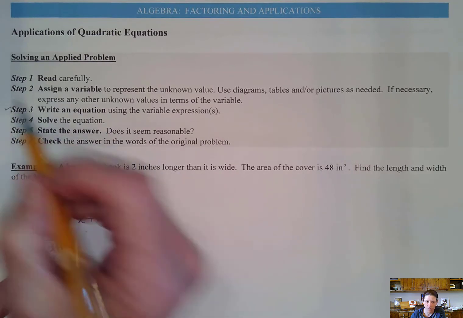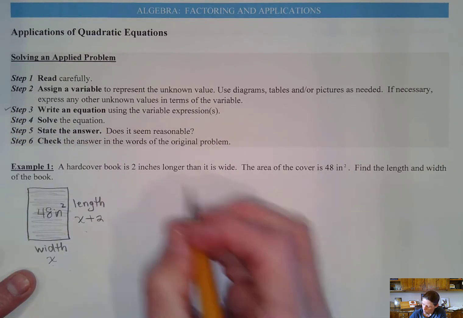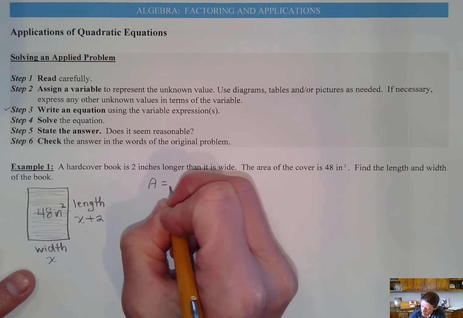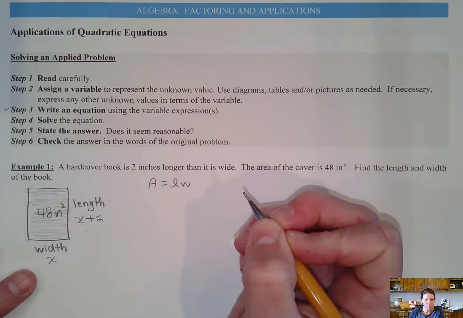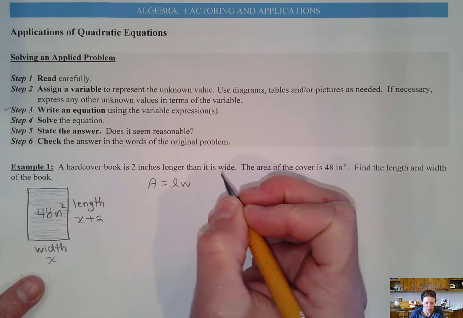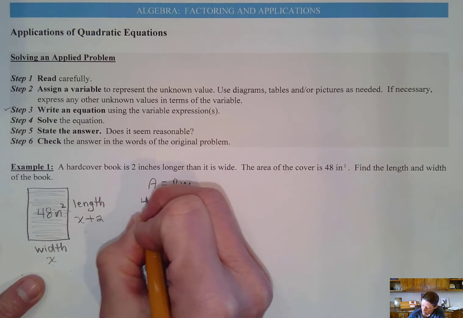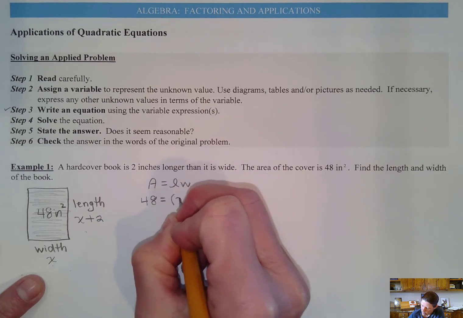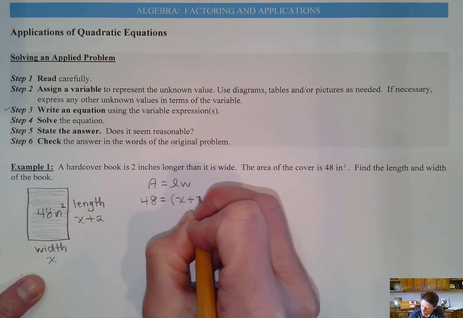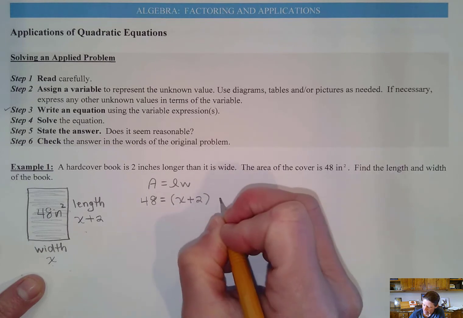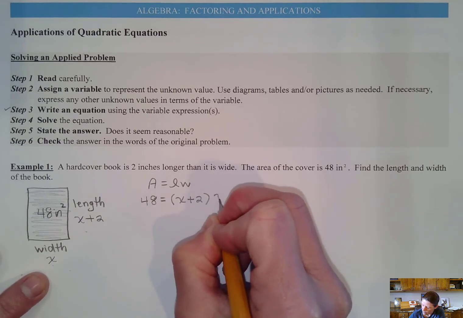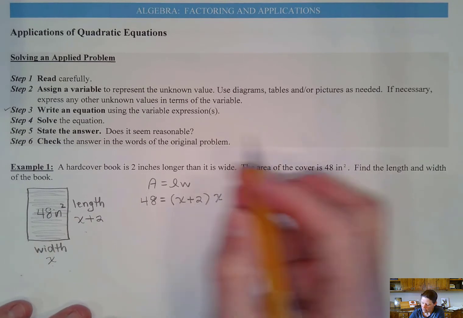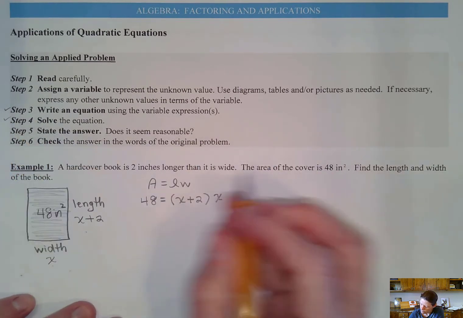And now let's see if we can convert what we know into an equation. We're at step 3 right now. Well, we know that the area of a rectangle is length times width, and that's what we're dealing with, a rectangle. Our given area is 48 square inches. The length of this book we've defined as x plus 2 and the width x. Now the hard part is over. Let's solve the equation.